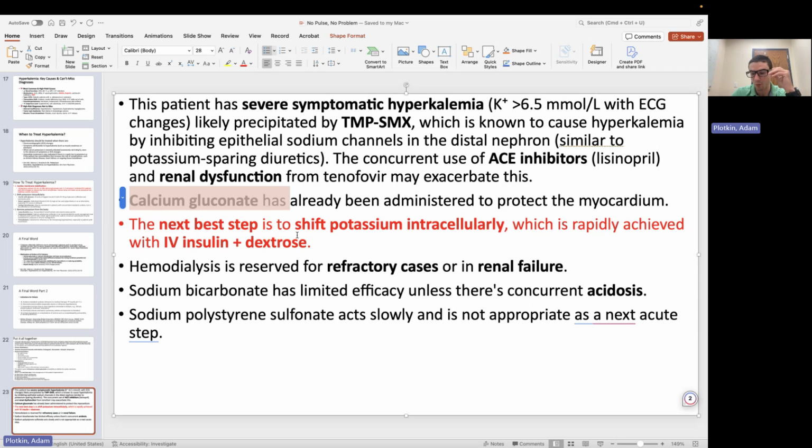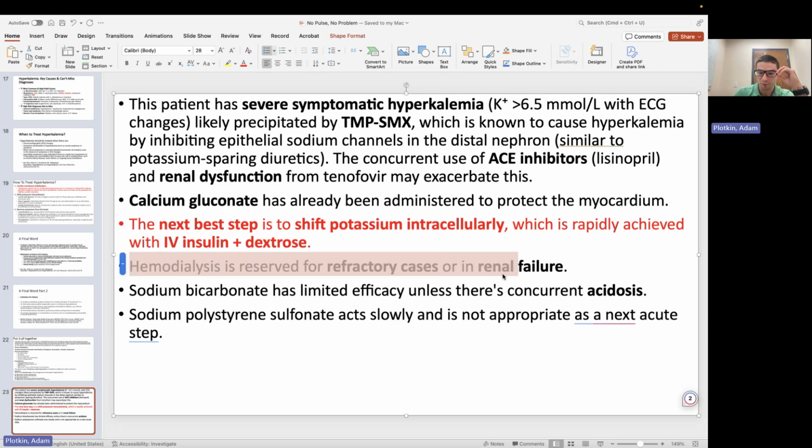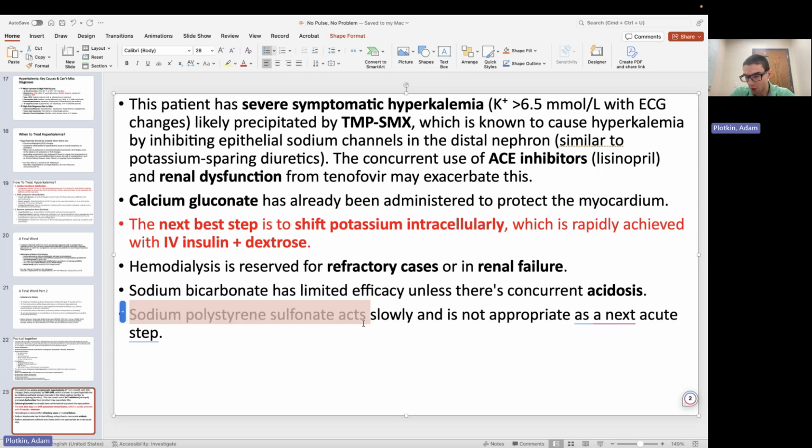Then you have options like removing potassium from the system, things like loop diuretics, potassium binders in the gut like Lokelma, and hemodialysis. Hemodialysis is going to be used for refractory cases or renal failure. And then we'll absolutely probably start potassium binders and maybe furosemide, but those are going to take a long time. So I'm not prioritizing them in my management. It's cardiac membrane stabilization, drive the potassium into the cells, and then we can worry about removing the potassium fully from the body, okay?